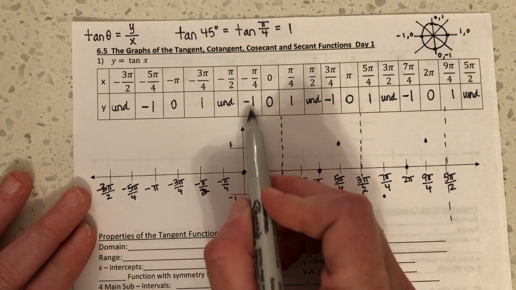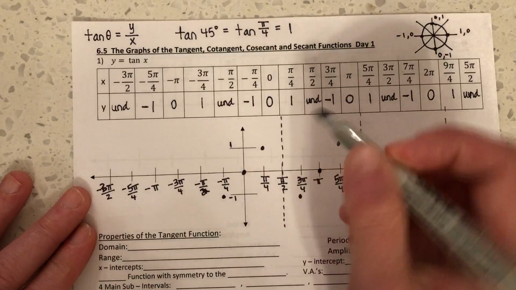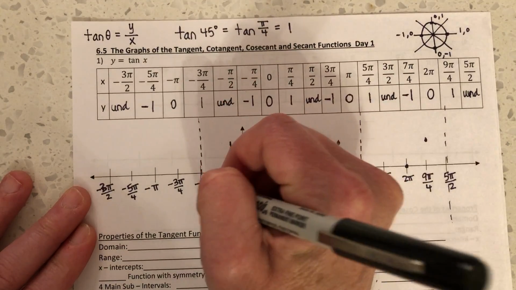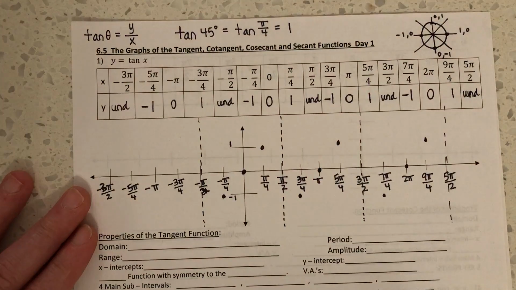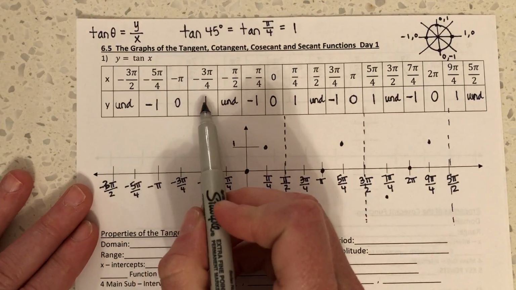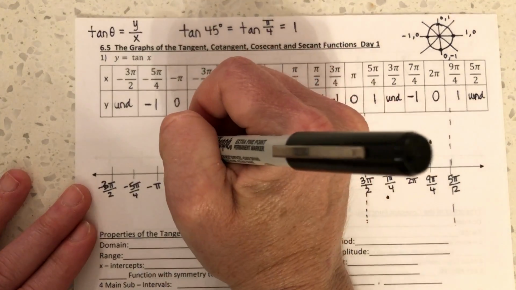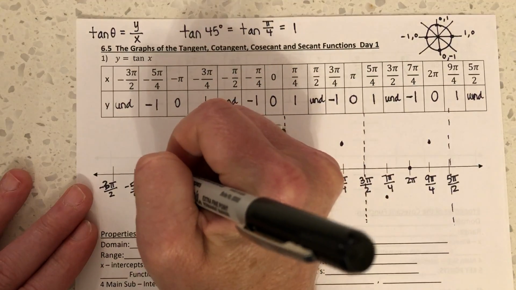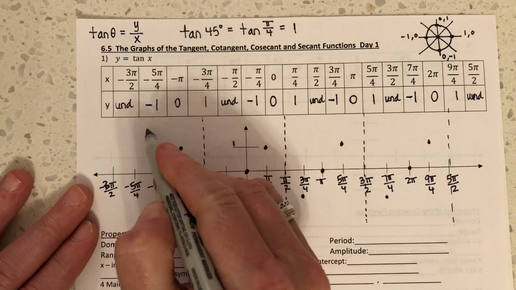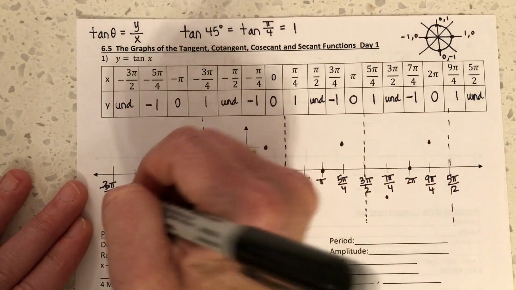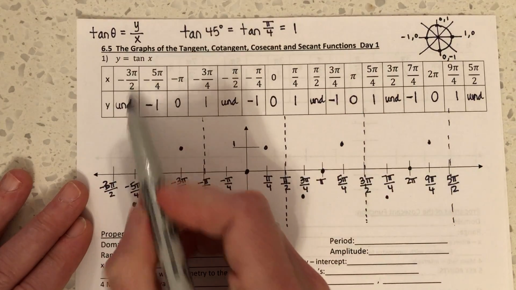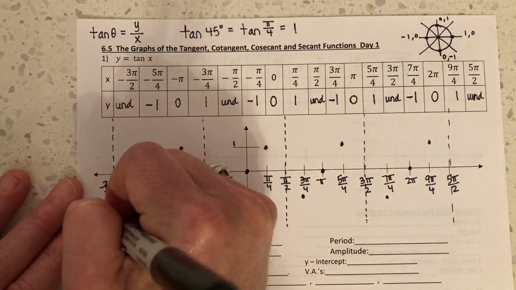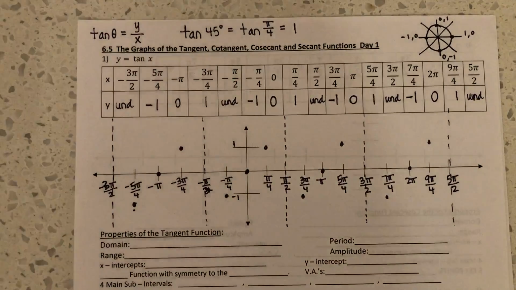Negative pi over 4 went in and negative 1 came out. So that's that point right there. Negative pi over 2 went in and another undefined value came out. So another asymptote is created, another spot where your graph will not exist. All right, negative 3 pi over 4 went in and 1 came out. Negative pi went in and 0 came out. Negative 5 pi over 4 went in, and negative 1 came out. And then negative 3 pi over 2 went in, and an undefined value came out again. So yet another spot where the graph is undefined, and another vertical asymptote is created.